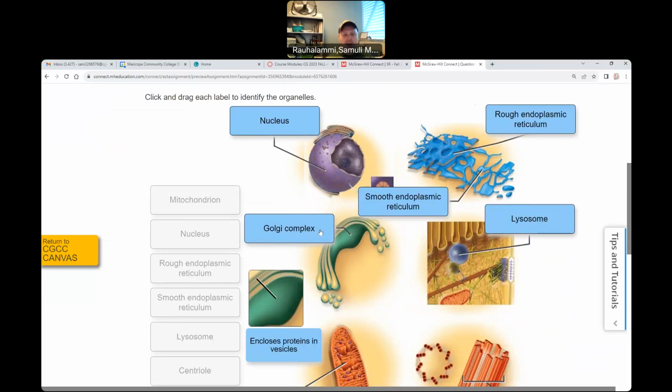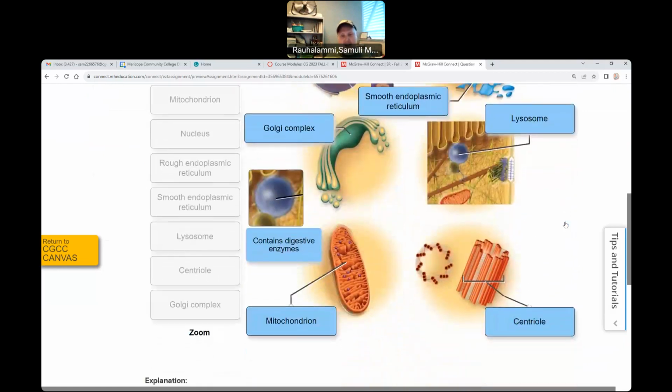So remember, it worked a little bit like a distribution center of a trucking company. So materials come in, they get sorted, they get repackaged, and then sent away. That's what the Golgi apparatus or Golgi complex does. We're also seeing a lysosome here. There's a small sac-like structure that contains digestive enzymes in this example.